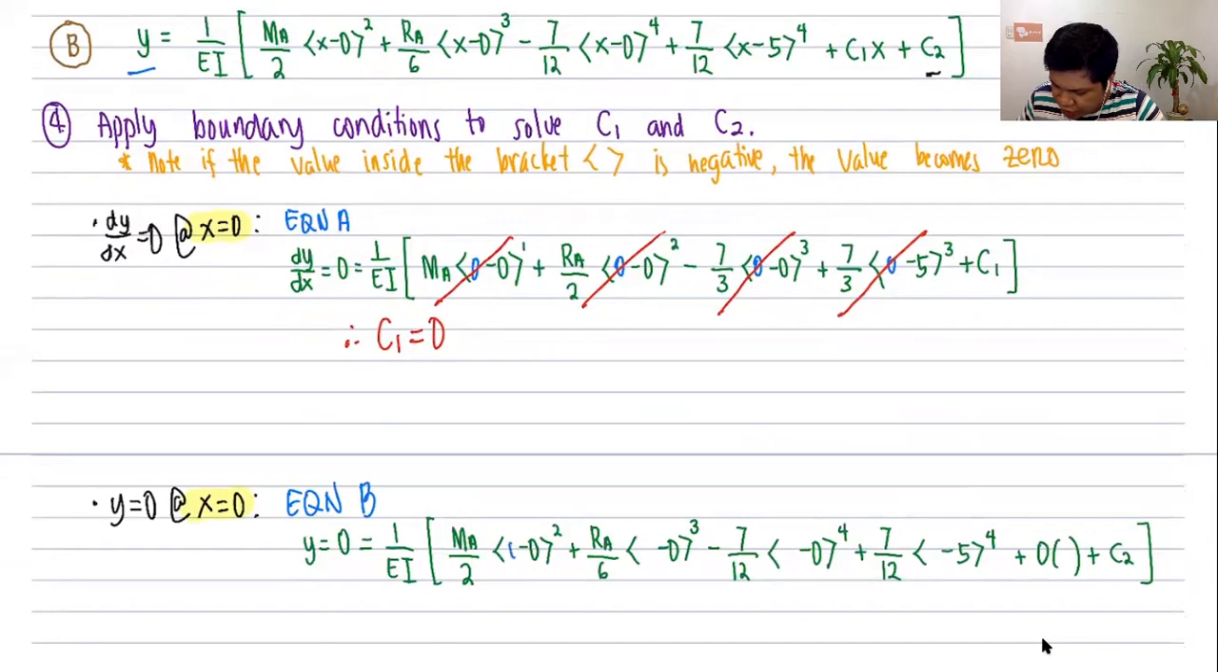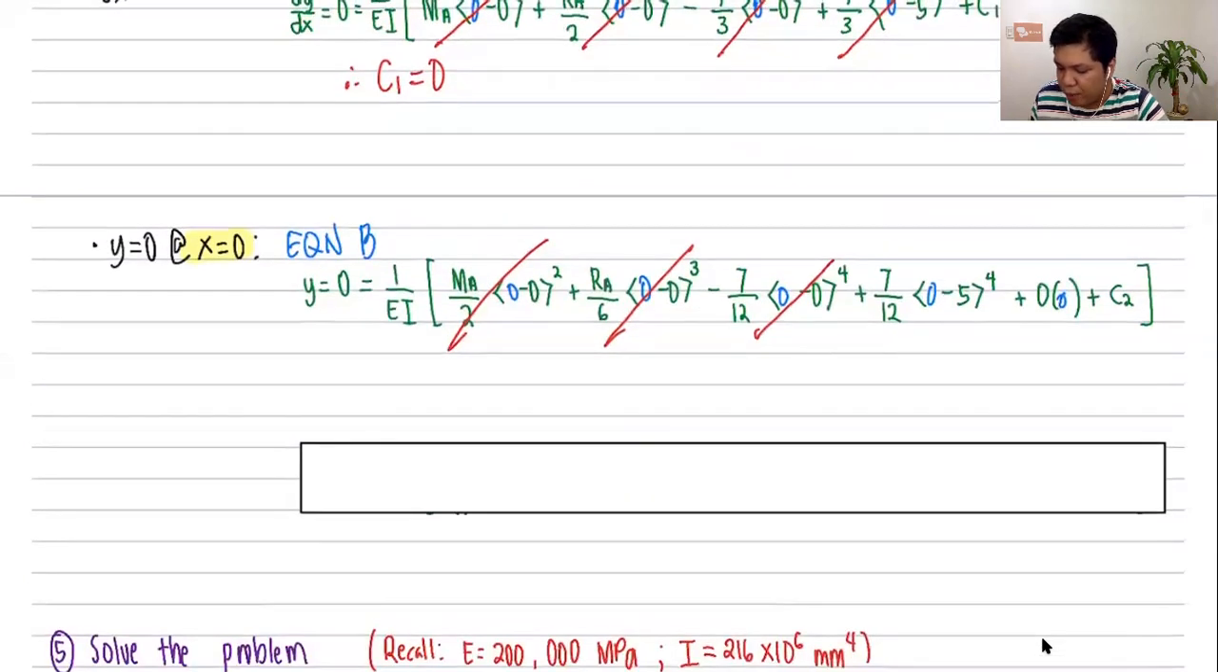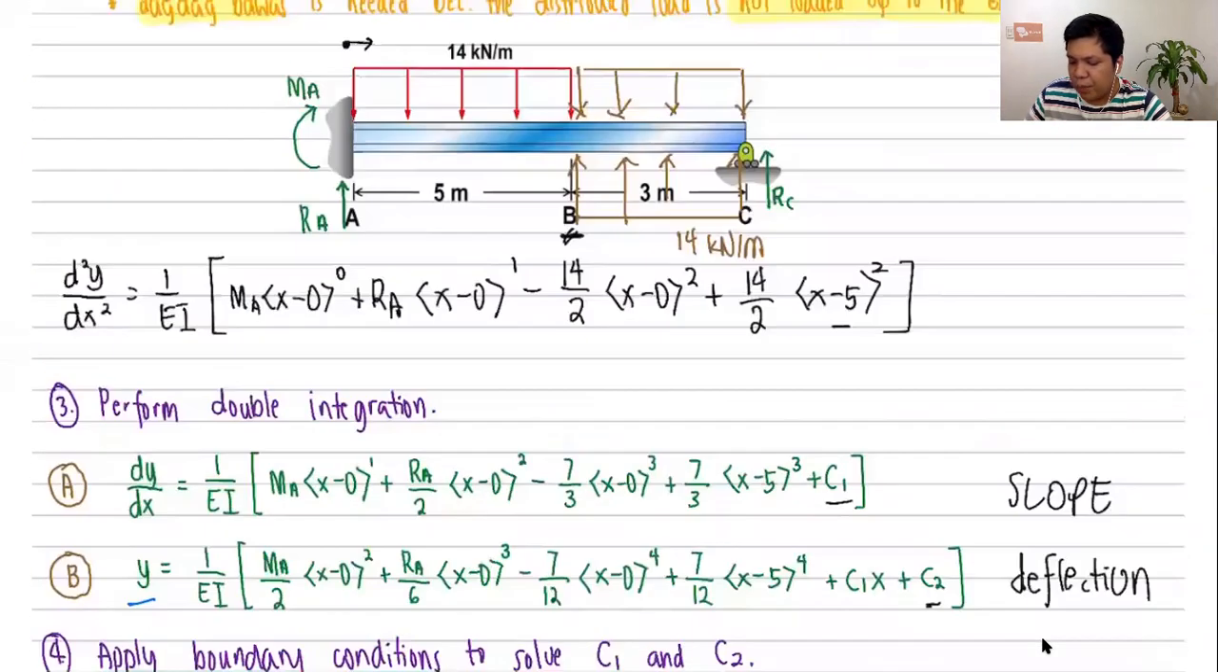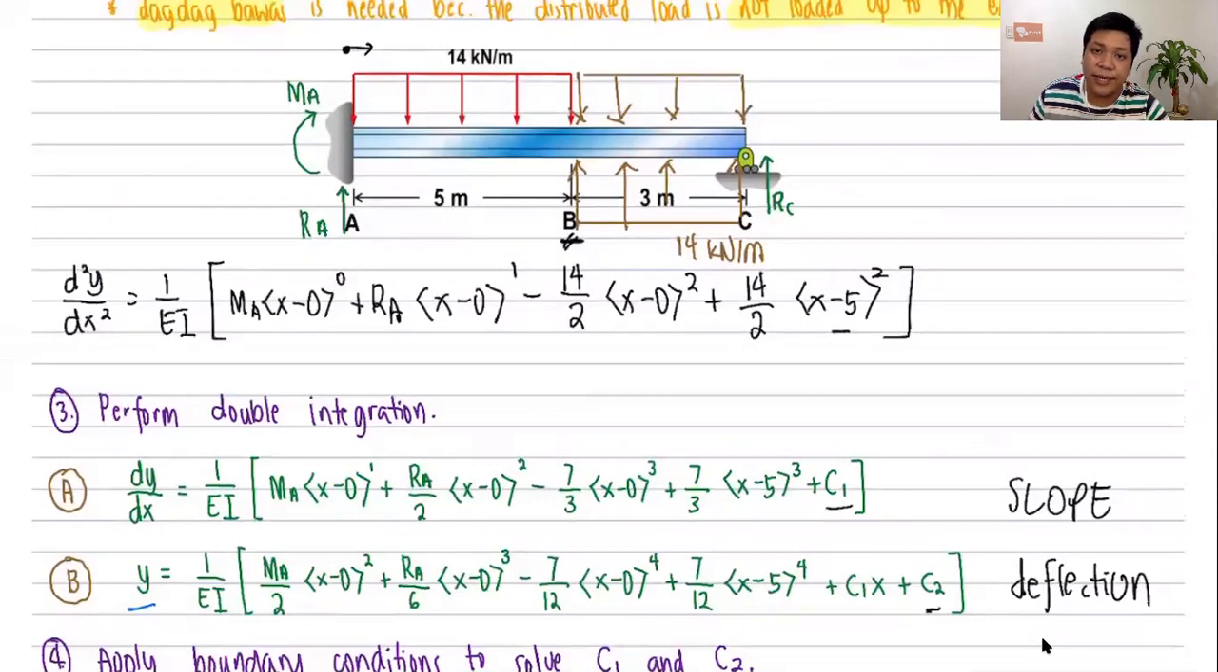So I'll change all x's to 0. Therefore, once I evaluate 0 minus 0, that's 0. 0 minus 0, 0. 0 minus 0, that's still 0. 0 minus 5, that's negative, so that's still 0. Right? Therefore, that tells me that C2 is equal to 0. However, going back to my problem over here, I actually have 3 boundary conditions.